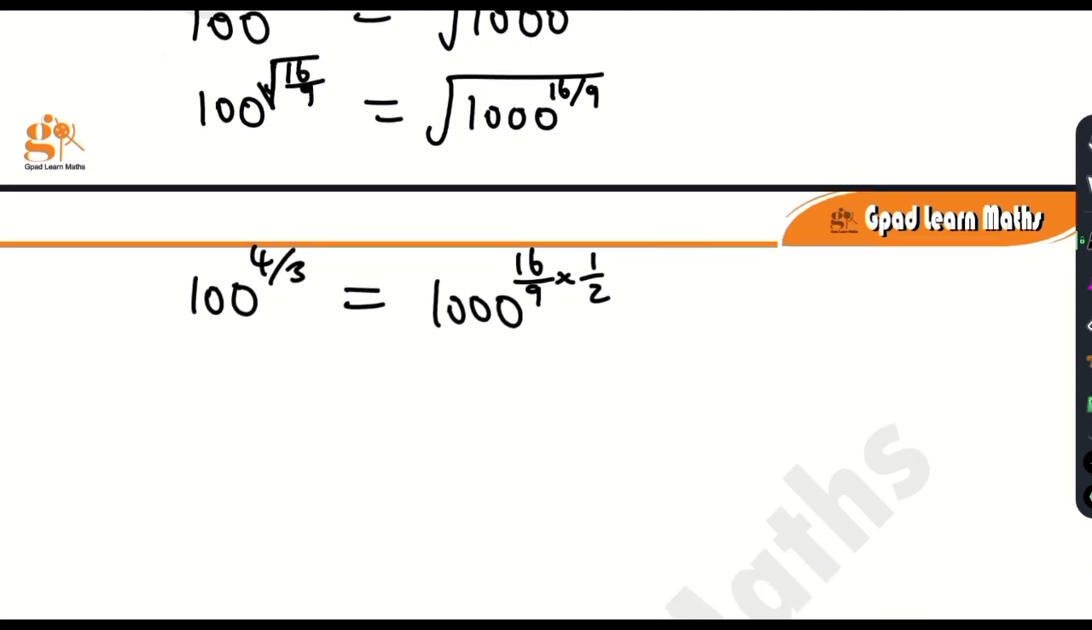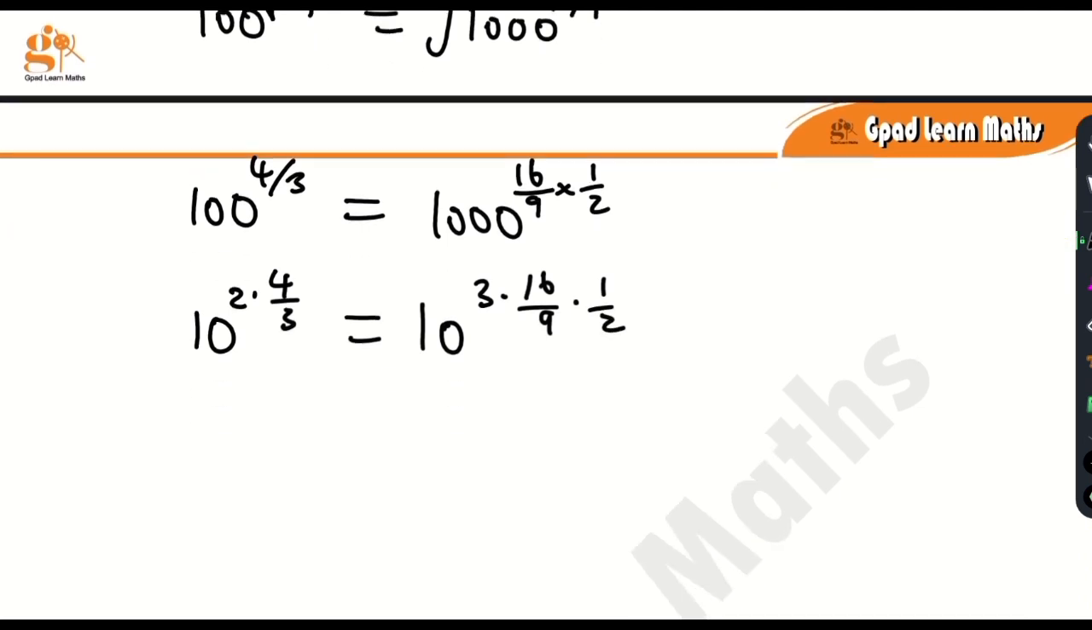So I'm going to express both of them as a power of 10. So you have 10 here raised to the power of 2. This is 100 as we have here. So times what? 4 over 3. Okay, let's go to the right hand side. 1000 will be what? 10 raised to the power of 3 times 16 over 9 times 1 over 2.